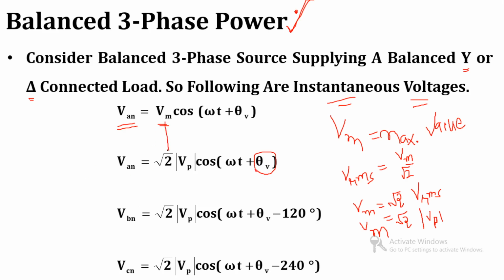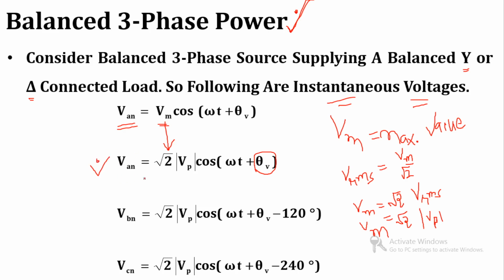I will replace Vm by root 2 into mod Vp, because Vm is the maximum value and I want to write this phase voltage by its RMS value. So Vm is equal to root 2 into Vrms, and I will represent Vrms by mod Vp. So this is the phase voltage of phase A.